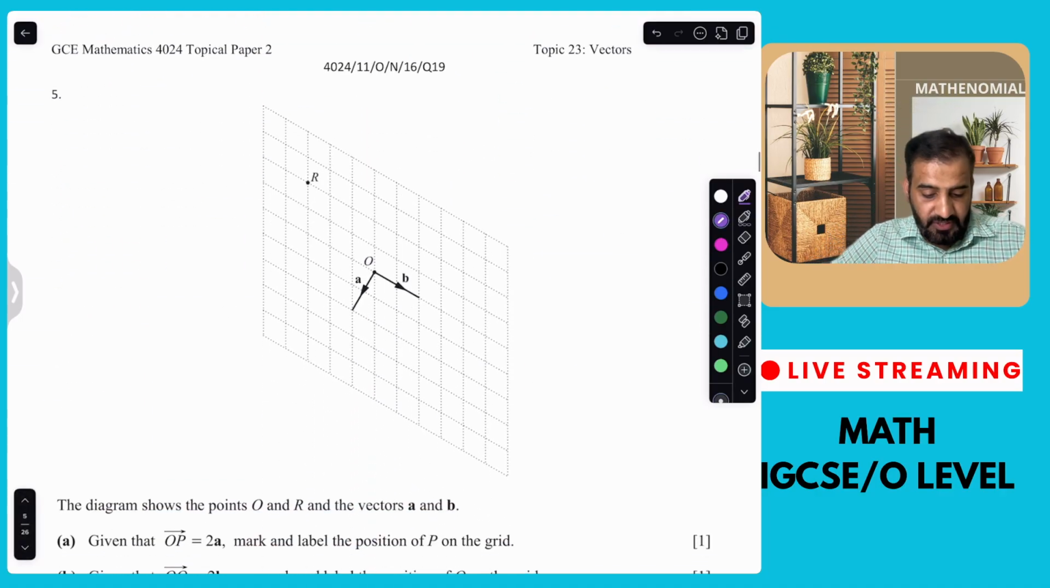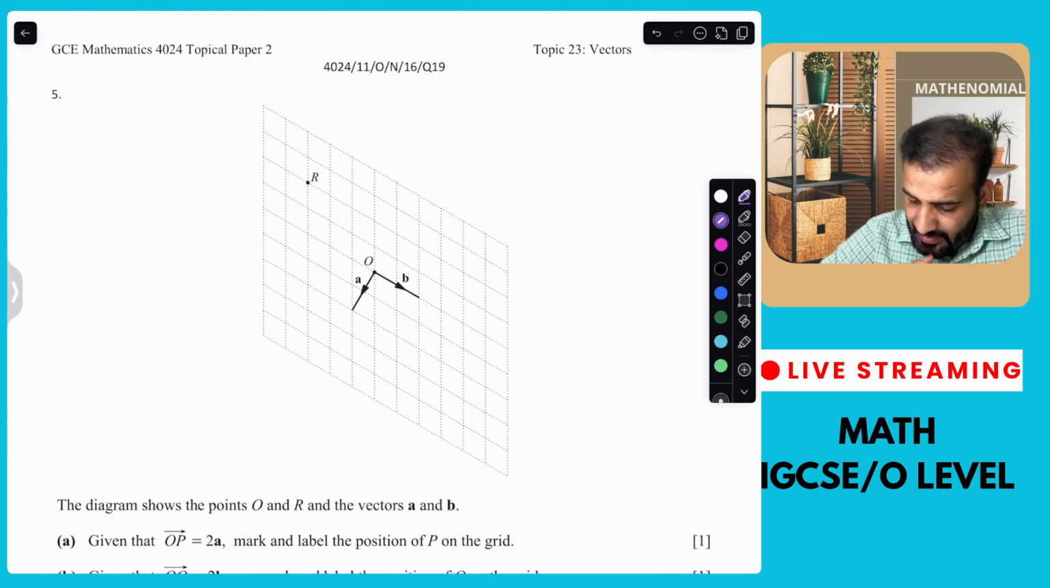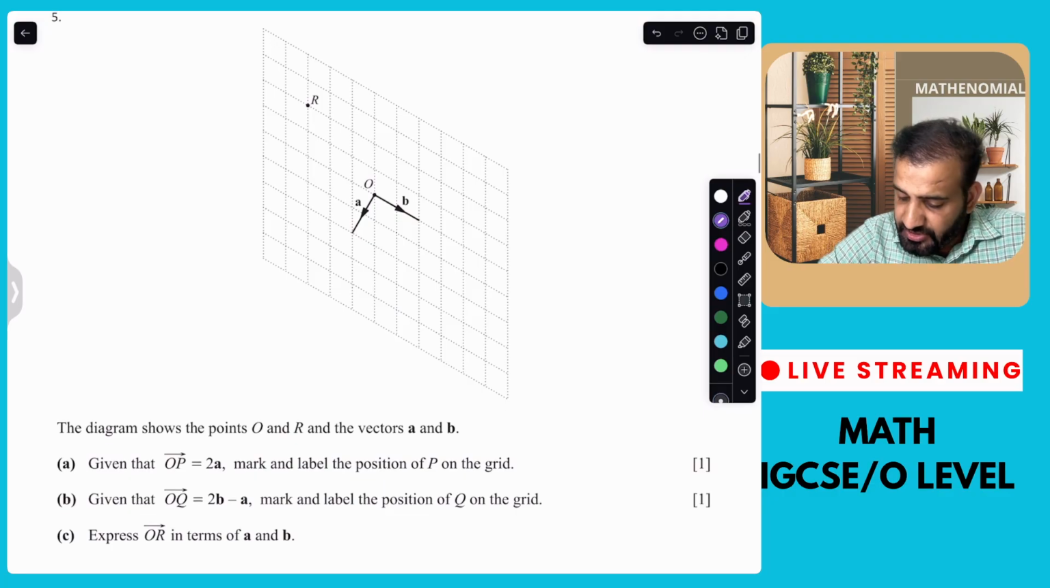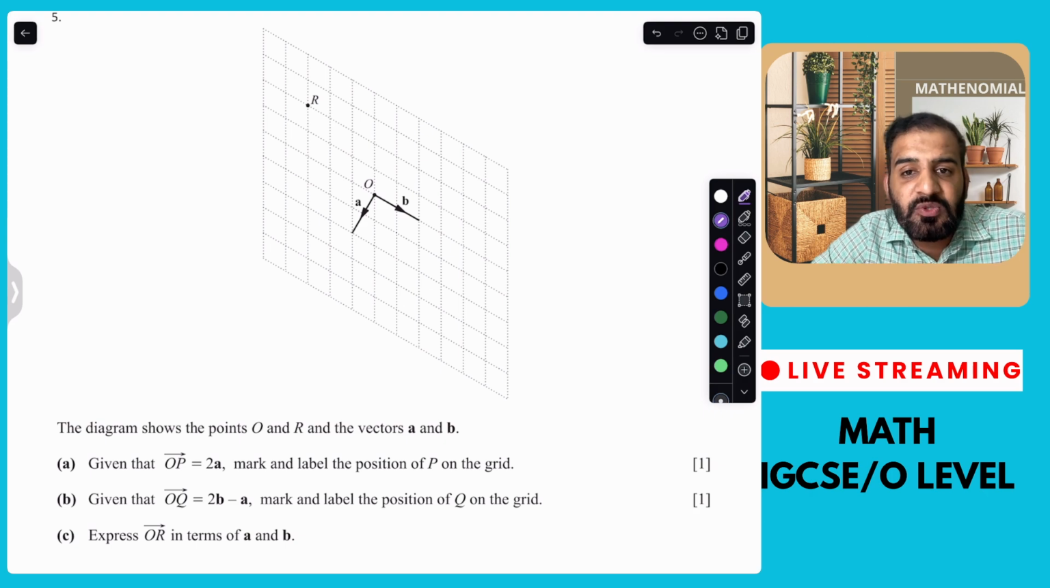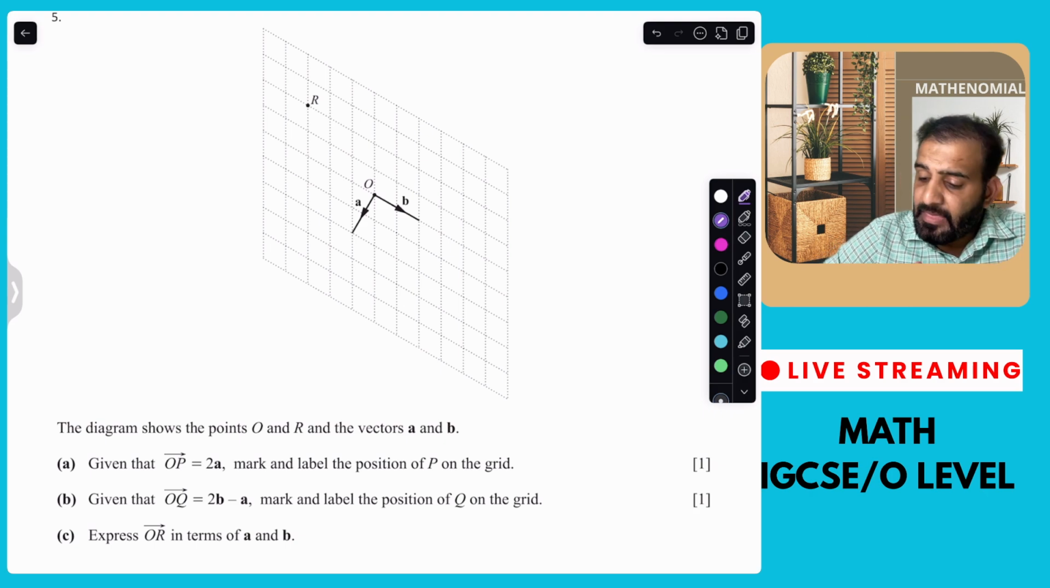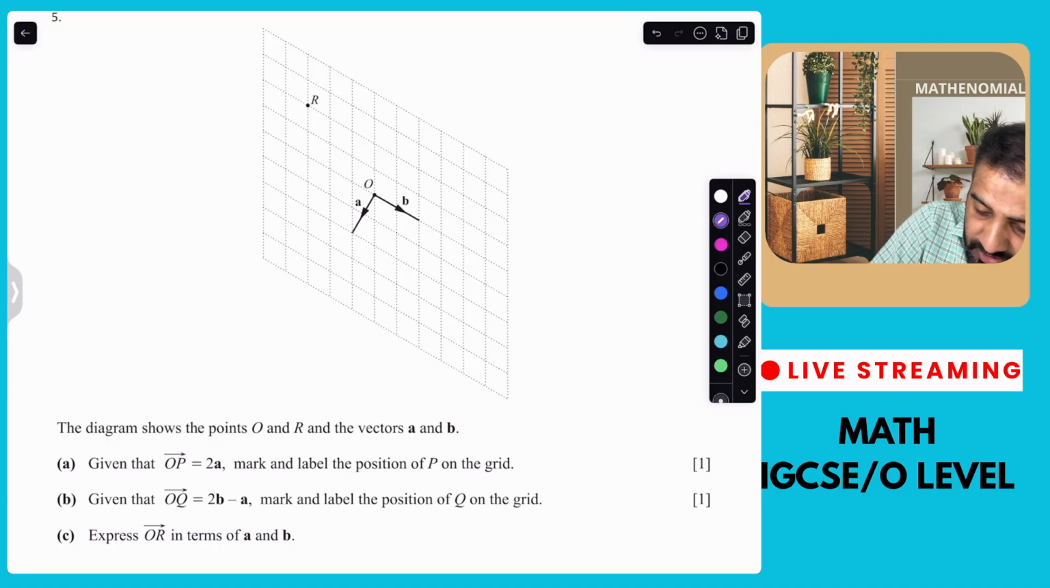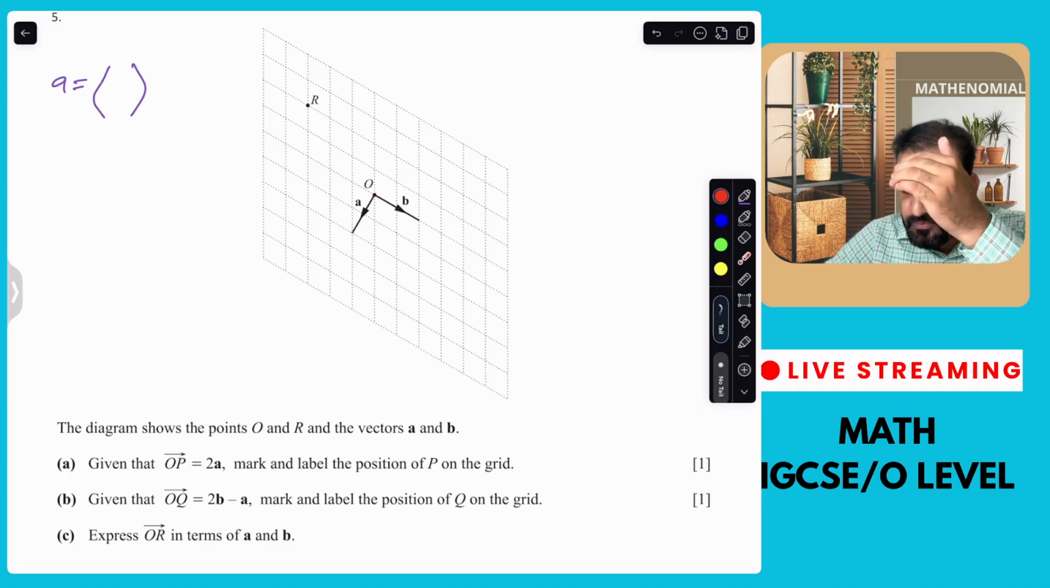Moving on to question 5. It is a grid question. The diagram shows the points O and R and the vectors A and B. Given that OP is 2A, mark and label the position of P on the grid. So before doing these types of questions, first of all, you have to write A. So students, A is starting from O. So this is the starting point, this is the ending point.